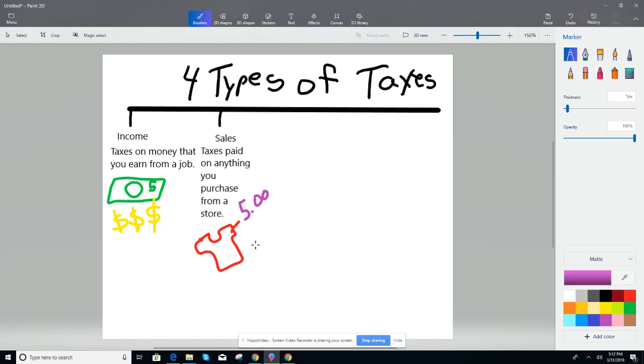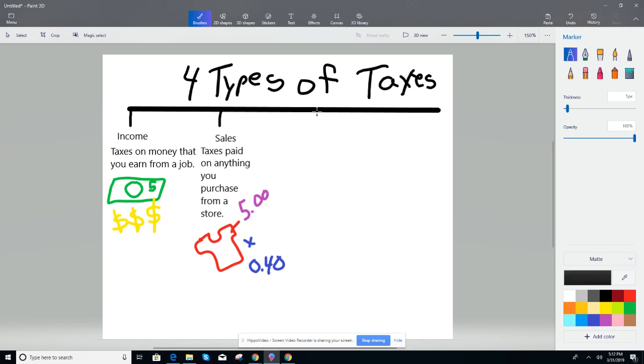So if I spent $5, 8 cents from each dollar, 8 plus 8 plus 8 plus 8 plus 8, I'm going to have to spend an extra 40 cents in taxes. Okay, so that's a sales tax. And anybody who buys anything is going to pay a sales tax.